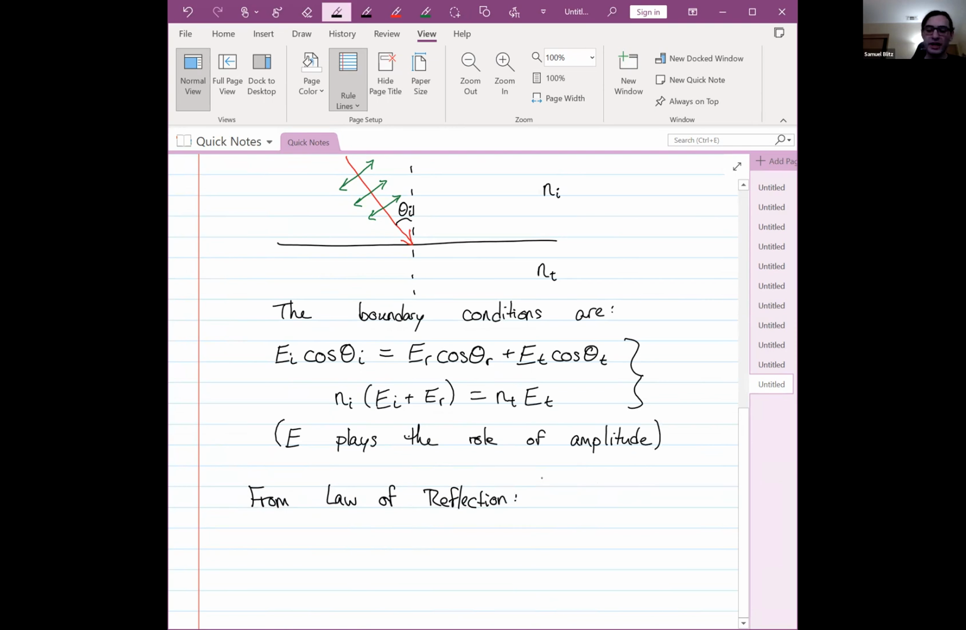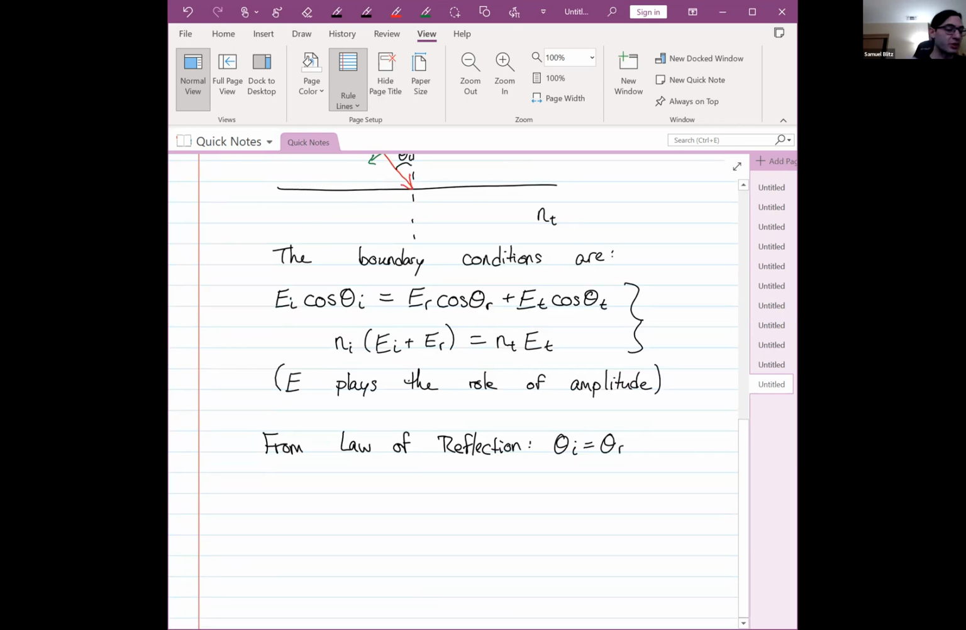So from the law of reflection, we have that theta sub i should be equal to theta sub r. That just says that the incident angle should be the same as the reflected angle. If it comes in at 45 degrees, it'll go out at 45 degrees. If it comes in at 20 degrees, it'll go out at 20 degrees, right? And then also from Snell's law, we have that n sub i sine theta sub i should be equal to n sub t sine theta sub t.